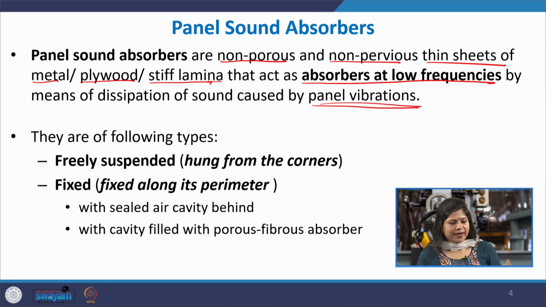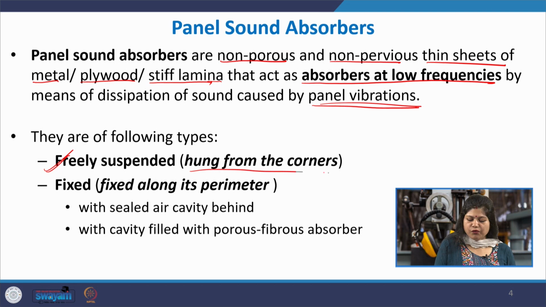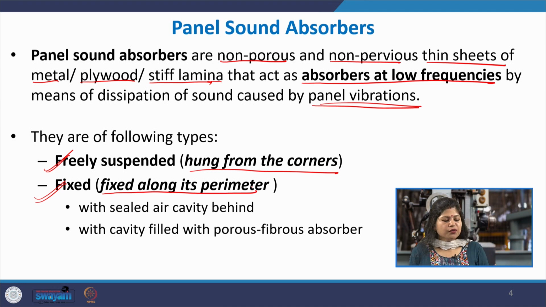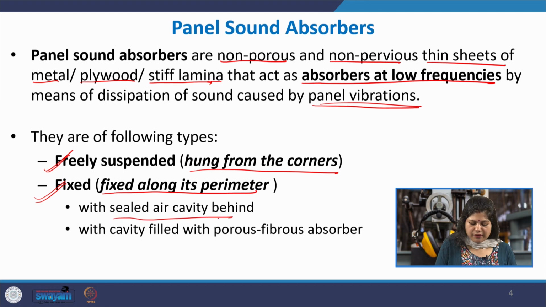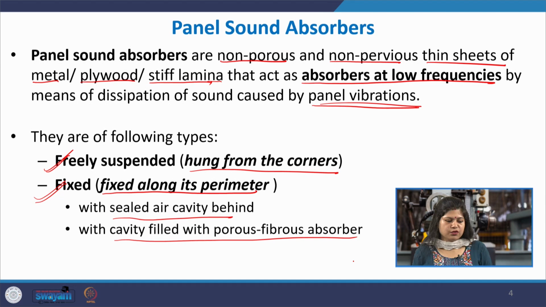There are two types of these panel sound absorbers. The first is the freely suspended, which is hung from the corners, and then we have the fixed, which is fixed along its perimeter. Within the fixed type, it can also have a sealed air cavity, or the cavity could be filled with some other absorbing material. Let us have a look at what is freely suspended and fixed.